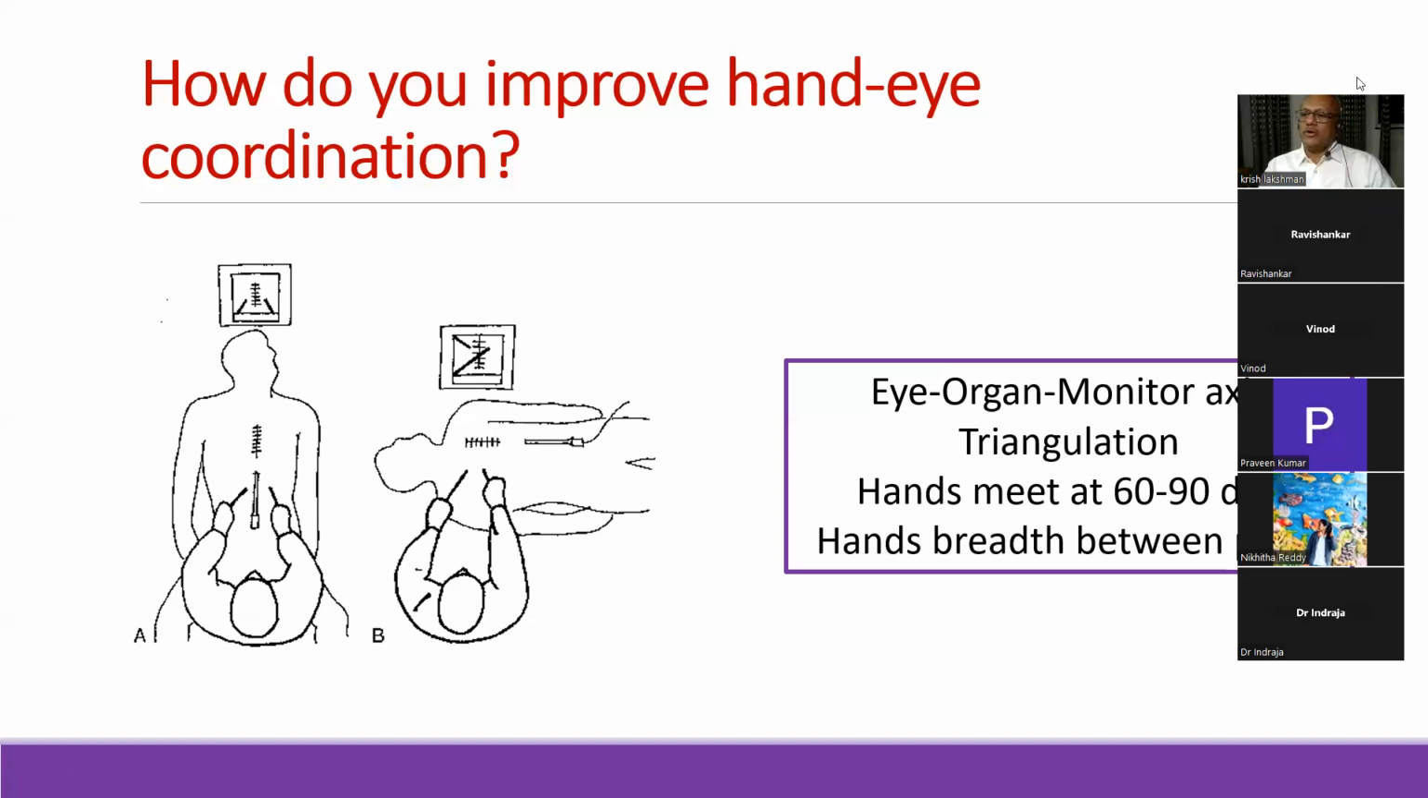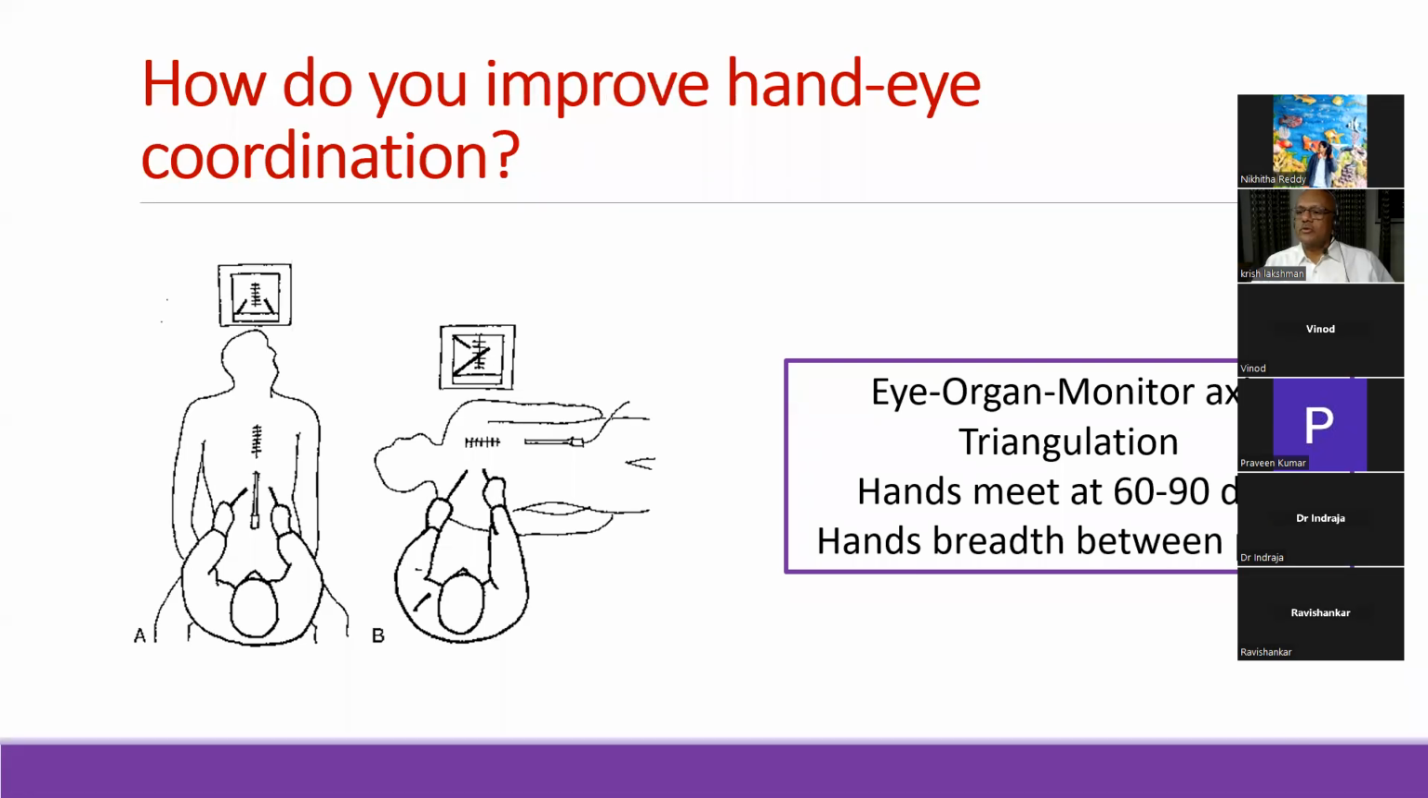You have the camera in the middle, your right hand and the left hand are either side of the camera, and they're far enough apart so that at the place where they meet, at the organ that you're operating on, ideally it is between 60 and 90 degrees. In practical terms, at least 10 centimeters of difference between the two, and the ports must be about a hand's breadth between the two. Nikita, you have a question.